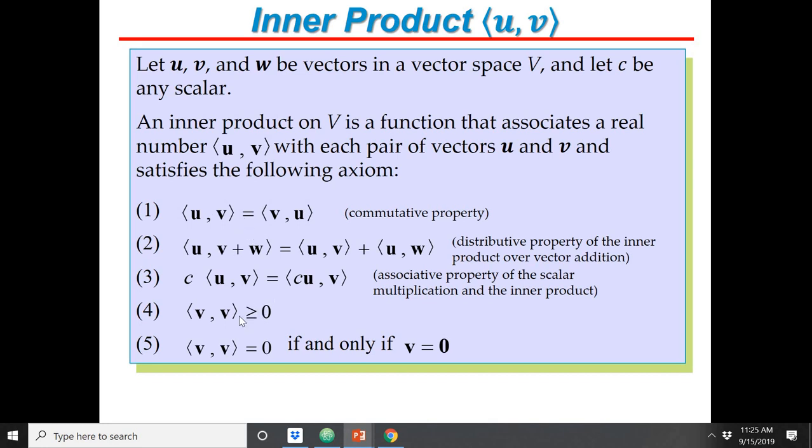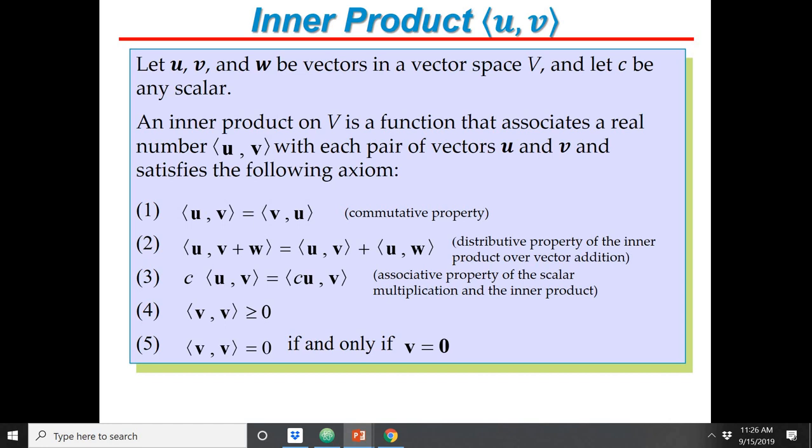And then if the two vectors are the same, you have two fundamental properties that we already have discussed because they are related with the length, the definition of the length of vectors in a vector space. So the inner product of a vector with itself is always greater or equal to 0. And if that inner product comes to be 0, the only way for that to happen is if the vector v is equal to 0.